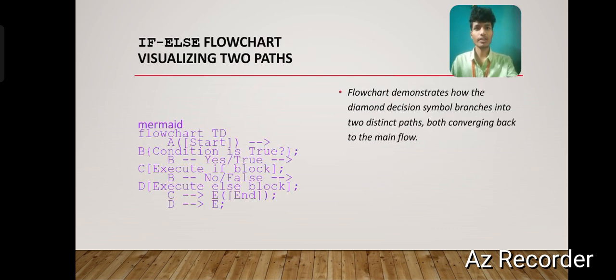If-else flowchart: visualizing two paths. Mermaid: flowchart TD: A starts, B condition is true, B yes true, C execute if block, B no false, D execute else block, C ends, D. The flowchart demonstrates how the diamond decision symbol branches into two distinct paths, both converging back to the main flow.